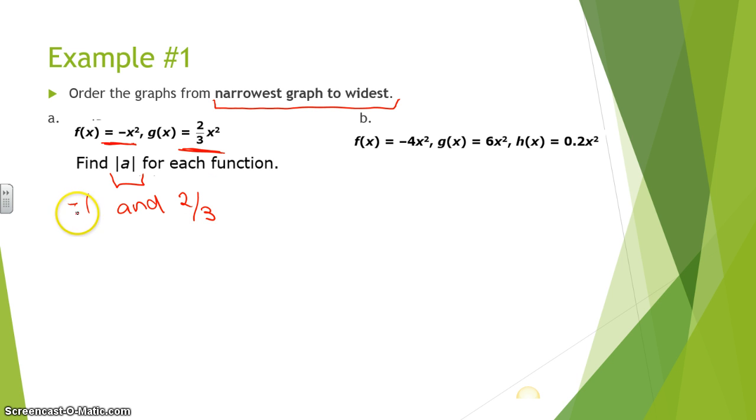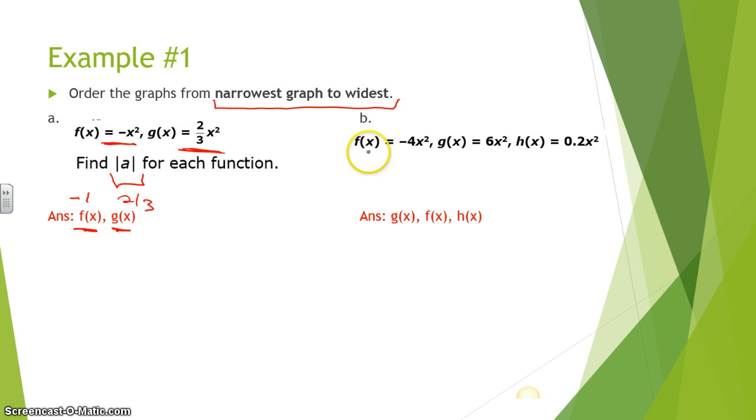When your a is greater than 1, it's going to be wider. If your a is less than 1, it's going to be more narrow. So my f of x is going to be more narrow than my g of x. So my -1 is going to be more narrow than my 2/3.